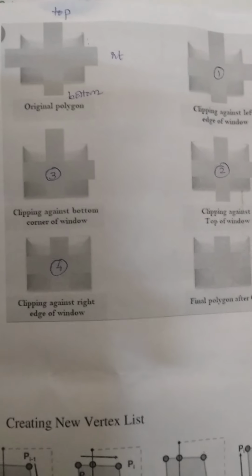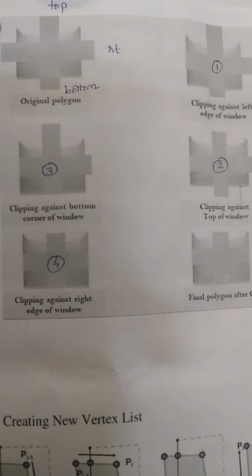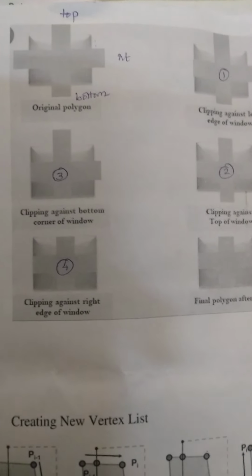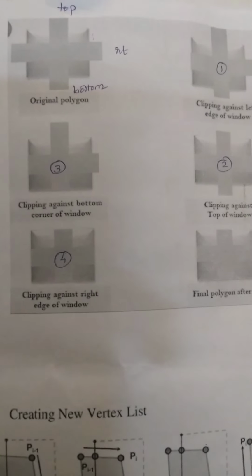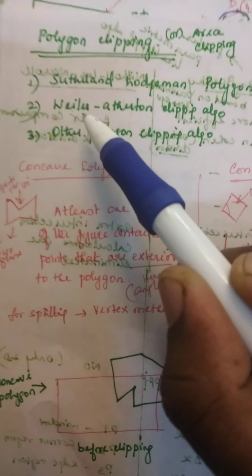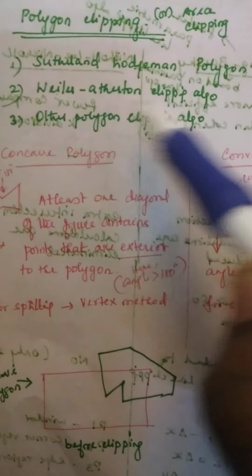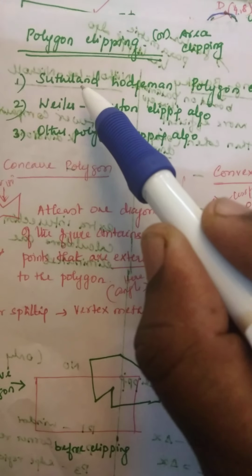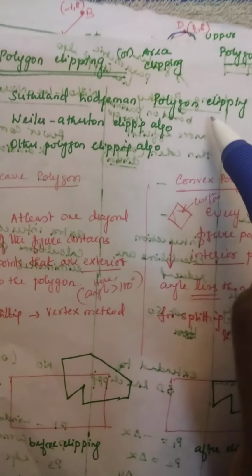This polygon clipping algorithm works by extending each line of the convex clip polygon in turn and selecting only vertices from the subject polygon that are on the visible side. Polygon clipping can also be called area clipping. It is of three types: Sutherland-Hodgman polygon clipping, Wheeler-Atherton polygon clipping algorithm, and some other polygon clipping algorithms also available. Here we will be seeing about Sutherland-Hodgman polygon clipping algorithm only.